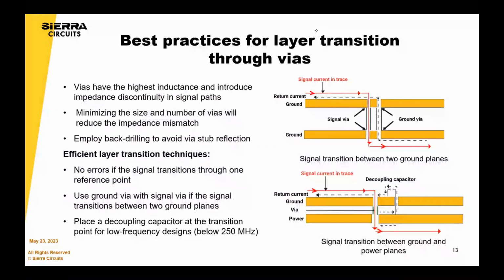So here are some best practices for a layer transition through vias. If you minimize the size and the number of vias, this will reduce the risk of impedance mismatch. You can also employ back drilling to avoid stub reflection. And back drilling should be a widely used technique if it can eliminate additional laminations. So if your via transitions between two ground planes, use a ground via with the signal via as shown in the image. If your via transitions between power and ground planes, place a decoupling capacitor at the transition point as shown here.